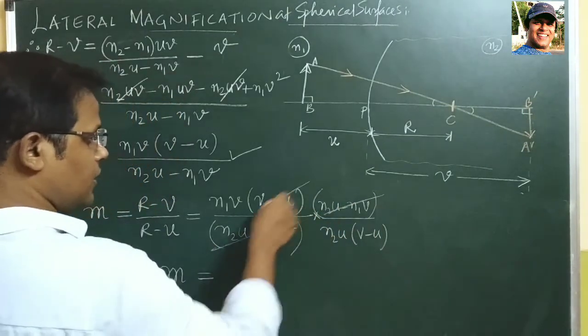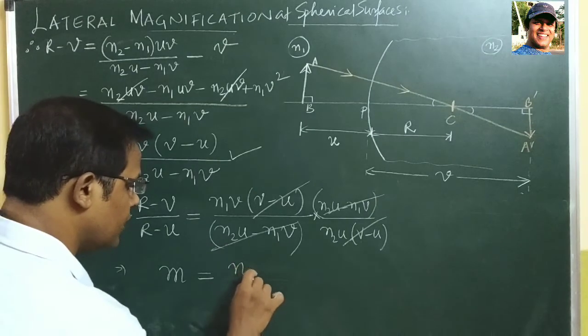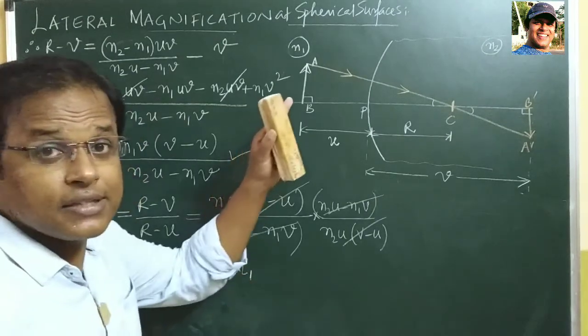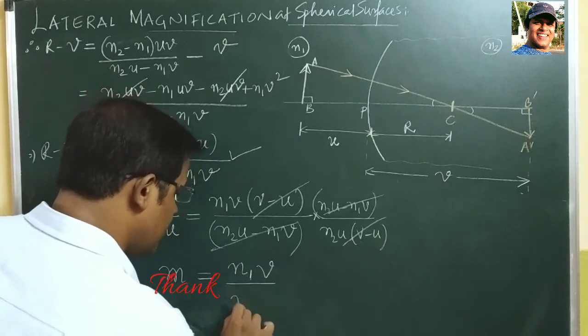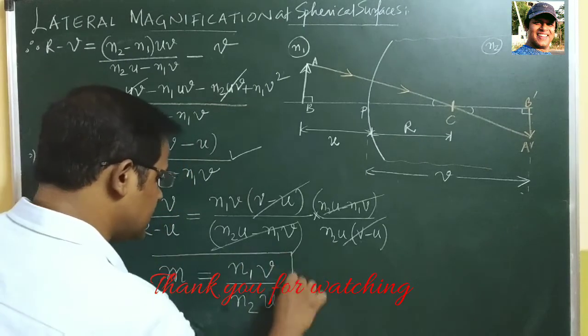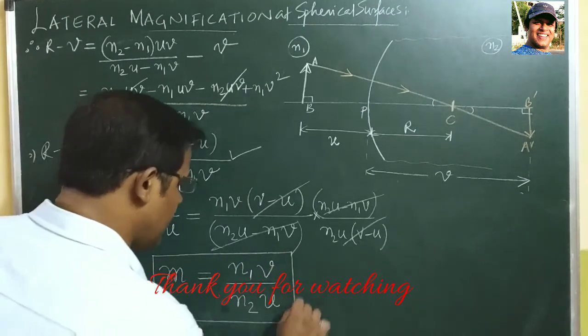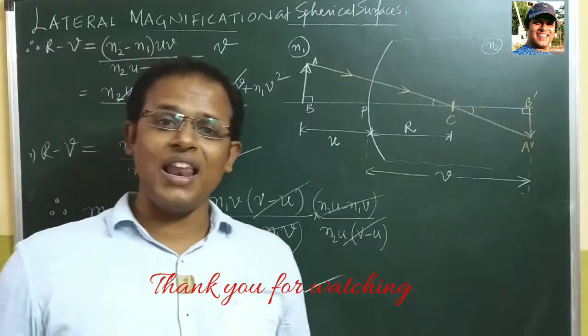This is also out, and hence you're left beautifully with N1, the refractive index of the first medium multiplied by the image distance, by the refractive index of the second medium multiplied by the object distance. This is another beautiful relation you learned from today's class on SMR Online Physics.